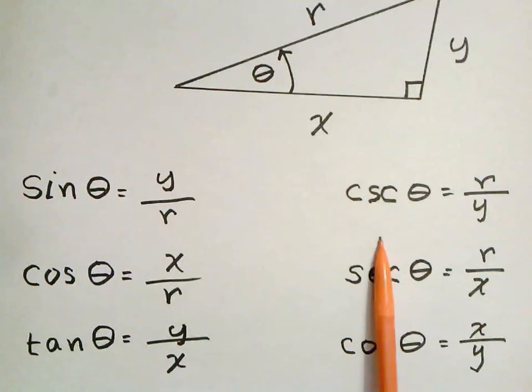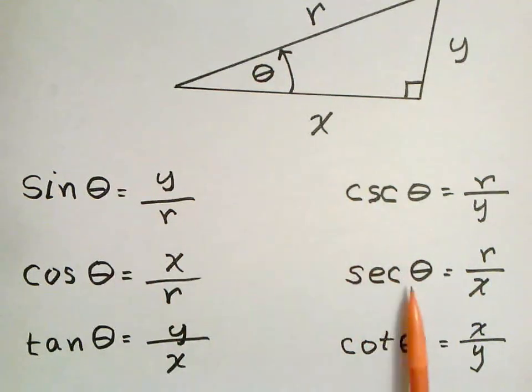The cosecant is the reciprocal again of the sine. The secant is the reciprocal of cosine. And cotangent is the reciprocal of tangent.